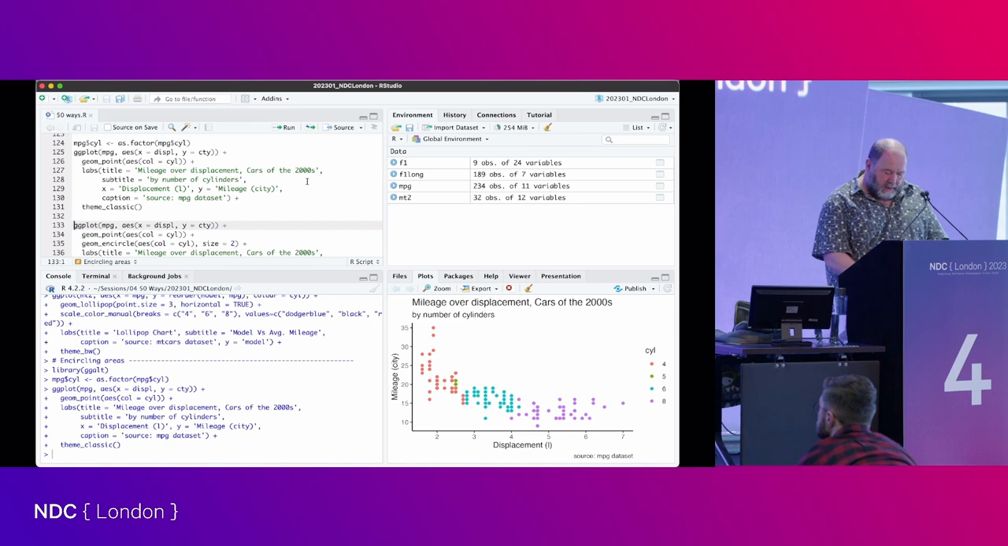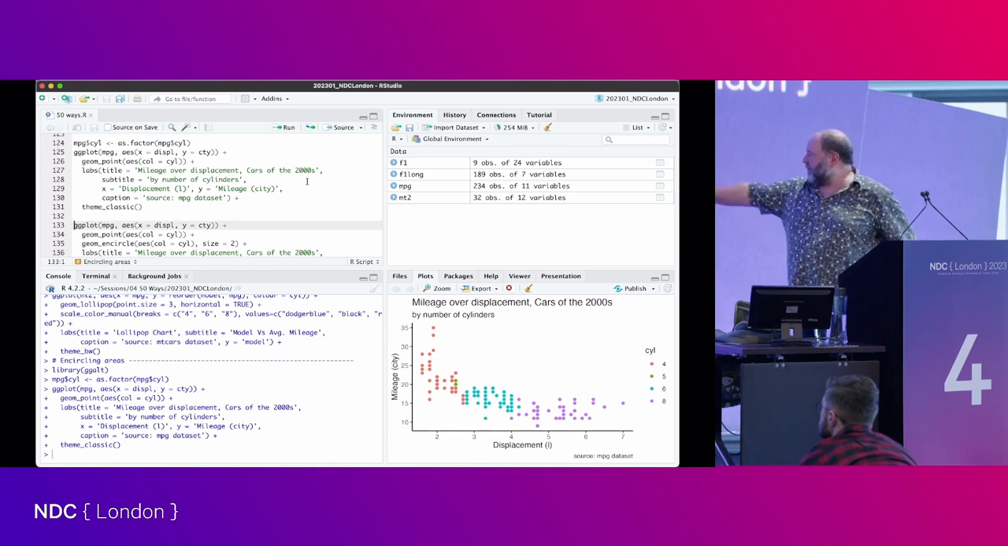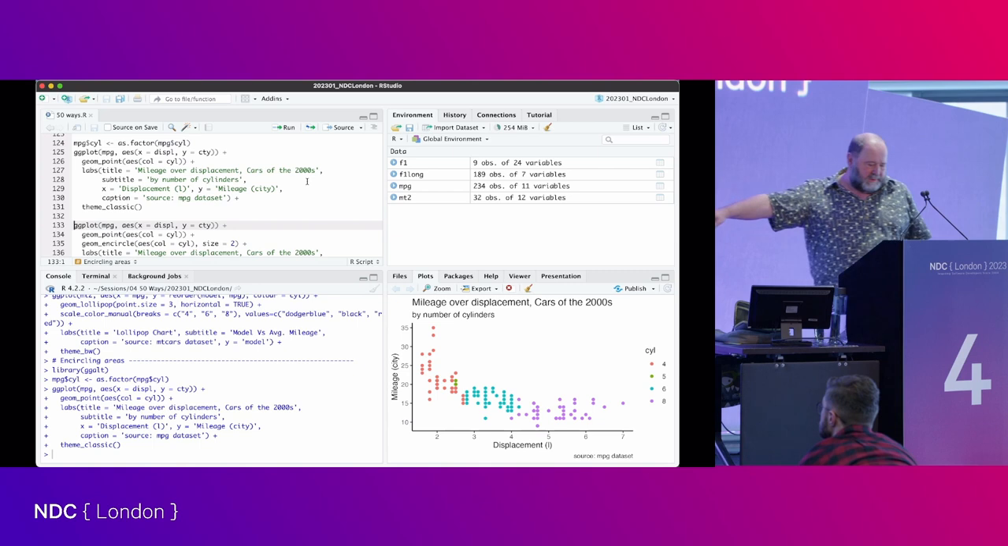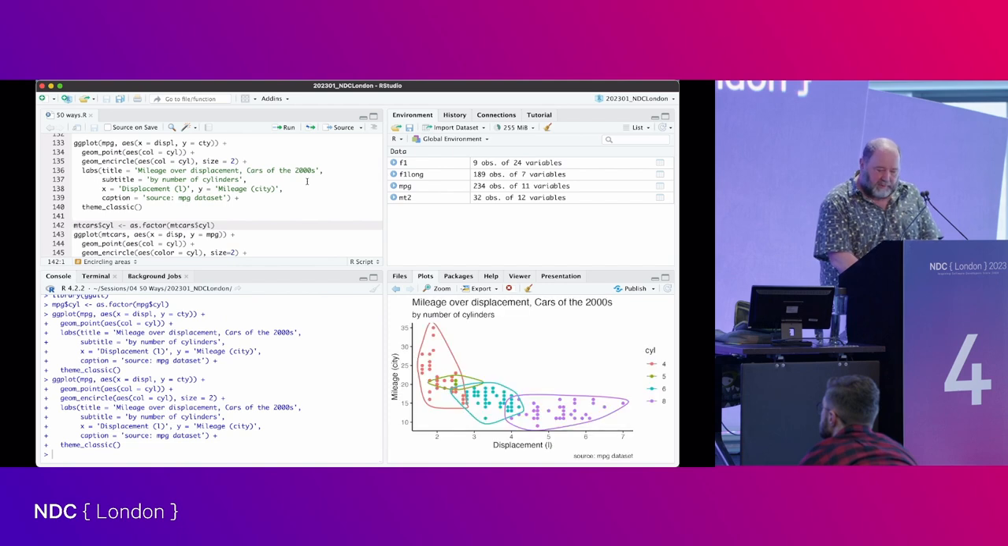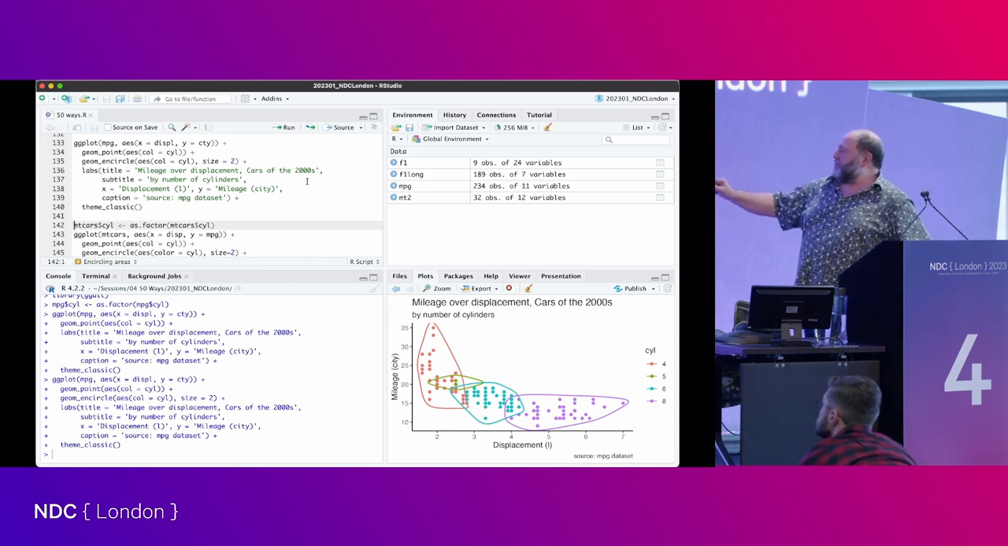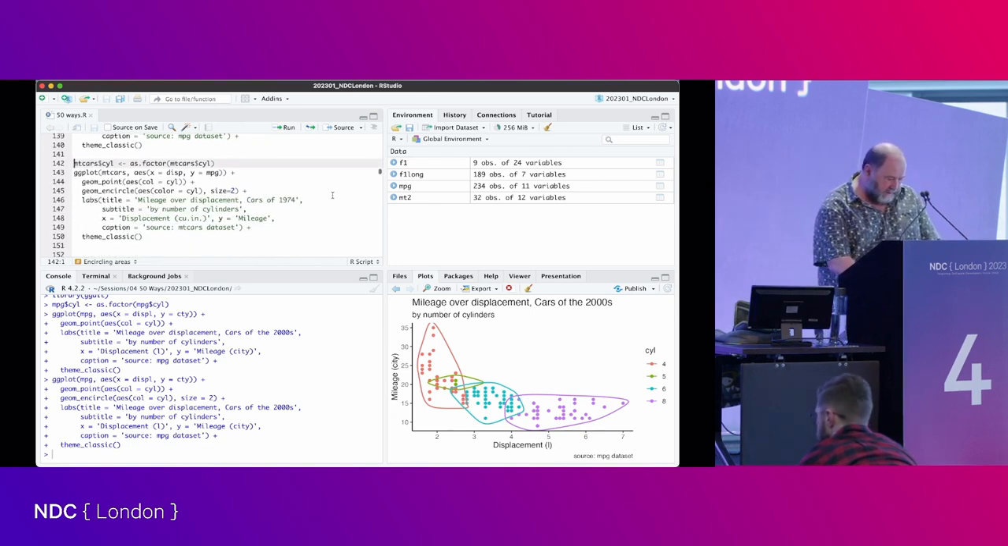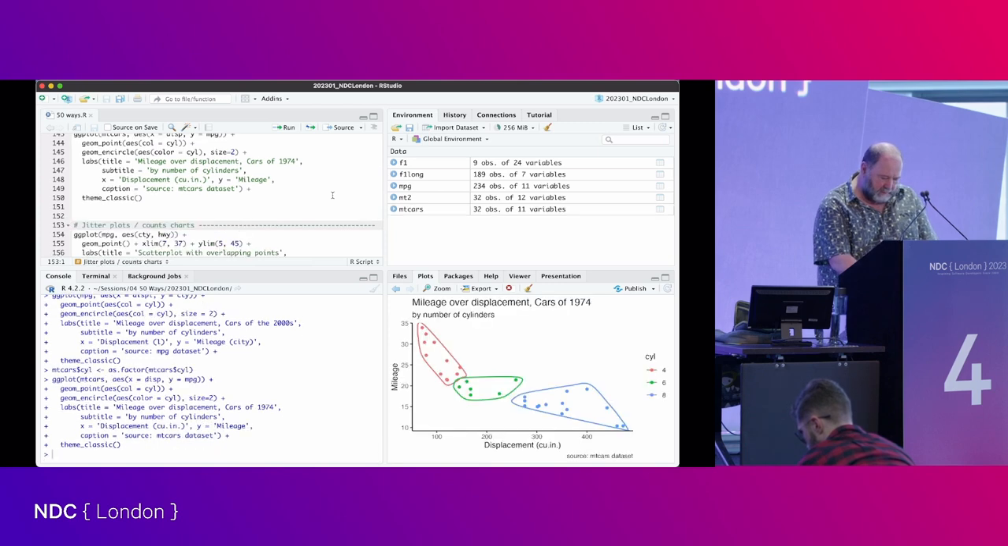There we've got mileage over displacement, cars of the 2000s. There are a couple of five-cylinder models, and they are not very easy to see, I guess. Okay, you can change the color, but what you can do also to help find them is encircling them. So you encircle the distinct cylinder model ranges. The shape of the circles is determined by the system. So this one especially is a bit, it's not a circle, right? All right, encircling them. That went okay.